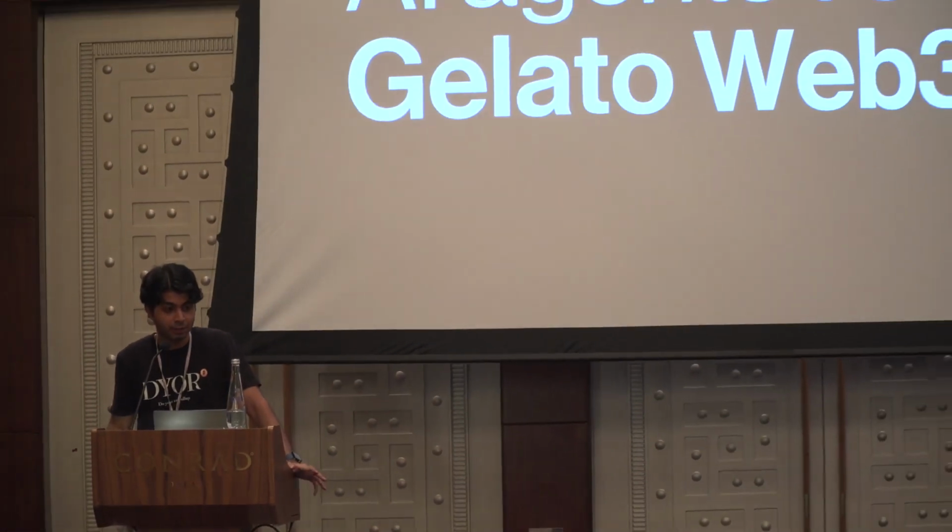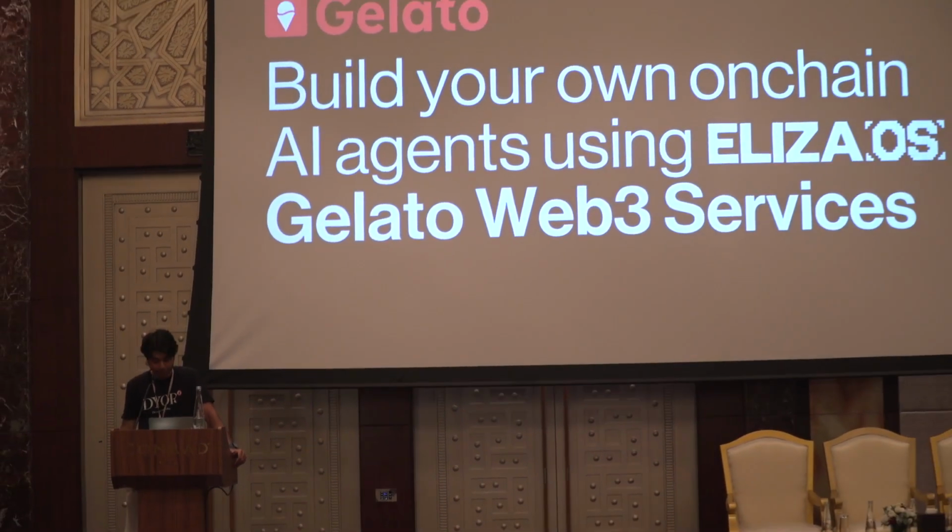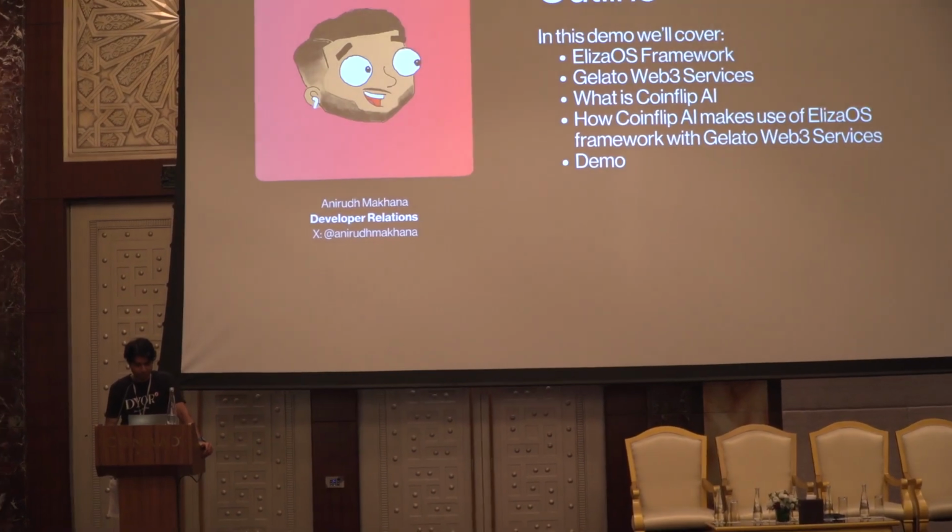I'm conducting a workshop today on how to build your own AI agents with Eliza OS and Gelato Web3 services. Eliza OS is pretty much the new framework, the new operating system for building AI agents, and I've combined this with Gelato Web3 services, mainly the Gelato Relay, the Gelato Web3 functions, and lastly the VRF. I've also built a demo to showcase everything and how it comes into play, which I'll be showing you at the end. Really excited to showcase it to you guys.